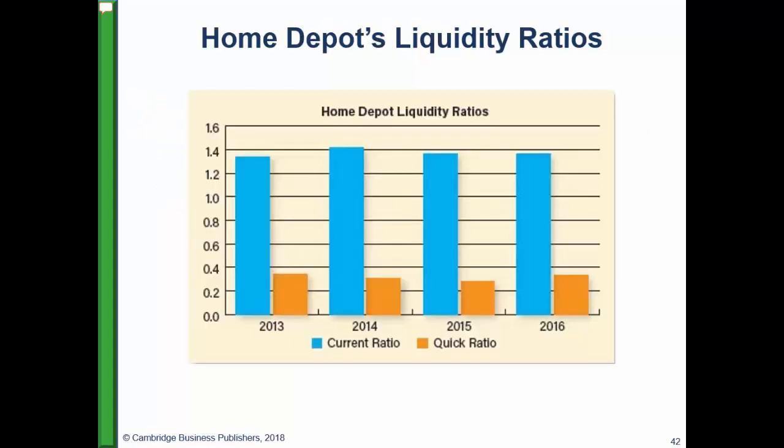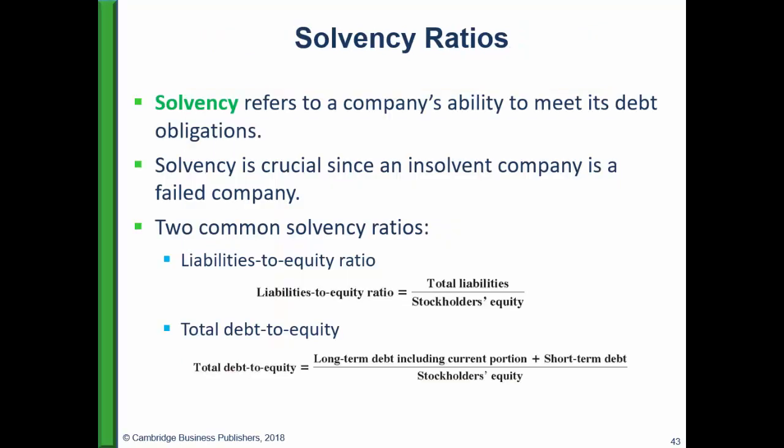So here you can see Home Depot's current ratio is fairly high, but their quick ratio is fairly low. And this is probably because the company has a lot of inventory. And their current ratio exceeds 1, which is healthy. The quick ratio might be a little bit low. I don't know. You can see that it was a little further down and a little further up. That's liquidity. Let's talk about solvency.